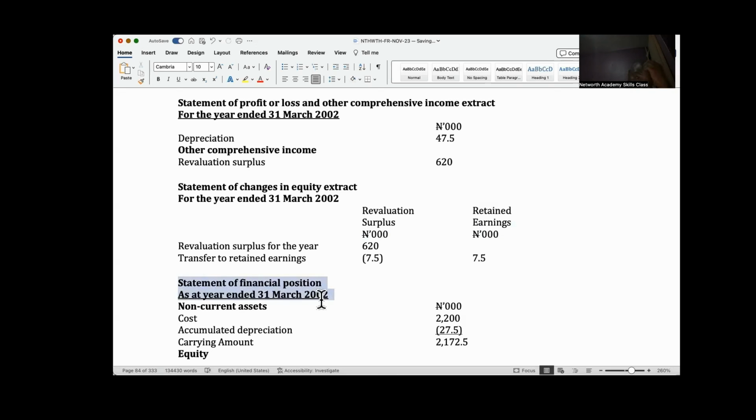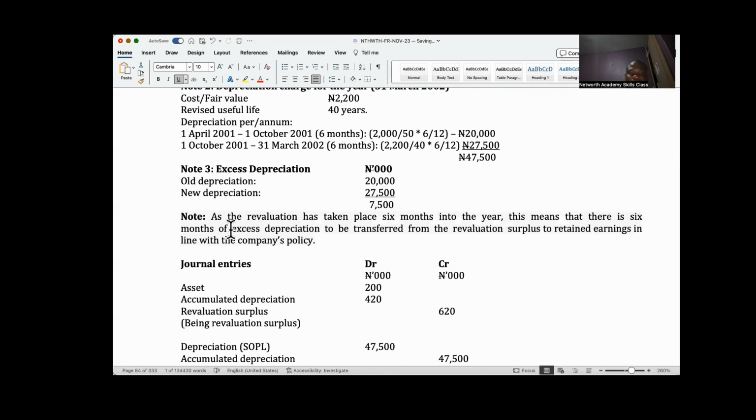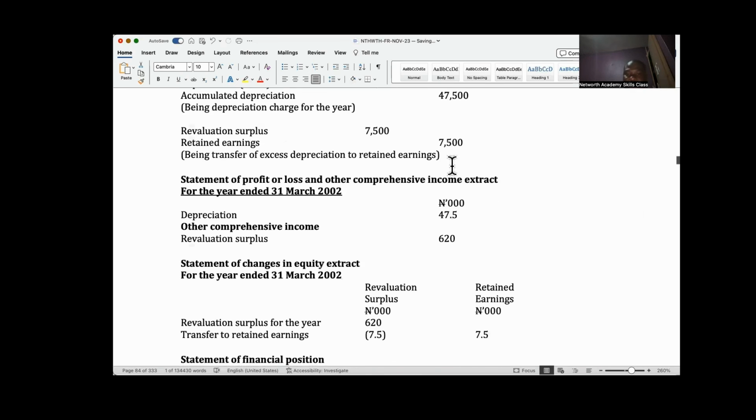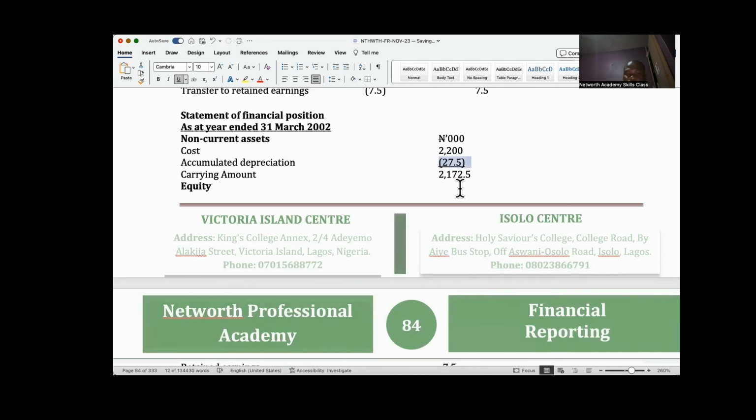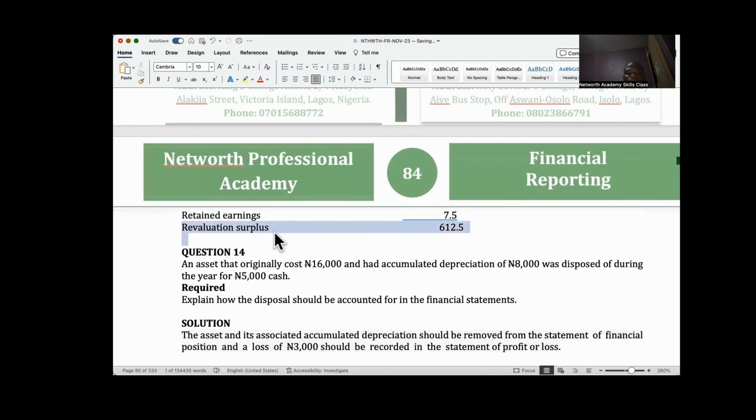My statement of financial position, then my cost is 2.2 million minus subsequent accumulated depreciation, which is 27.5. That's the depreciation after revaluation. This one, 27.5. And that's the only one I will remove. And that gives my carrying amount to be 2172.5. This minus this. And in my equity, I have my retained earnings and my revaluation surplus.